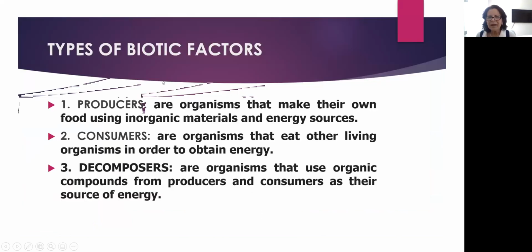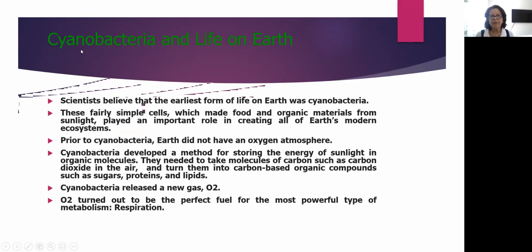Now, the types of biotic or living factors. Number one, producers, consumers, and decomposers. We're going to talk also about the cyanobacteria and how the origin of life began on Earth with this bacteria, how they took CO2 and used the carbon to produce sugar, proteins, and lipids, and then released the new gas, which is called O2 or oxygen, which is one of the most powerful helps in metabolism or respiration.